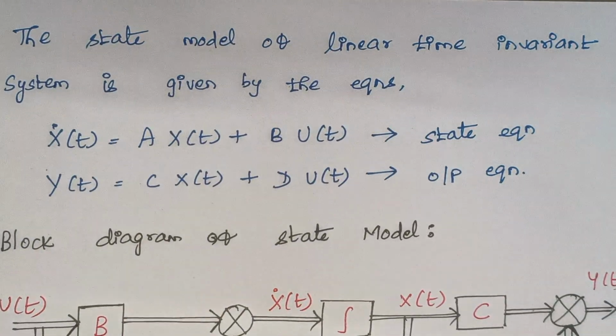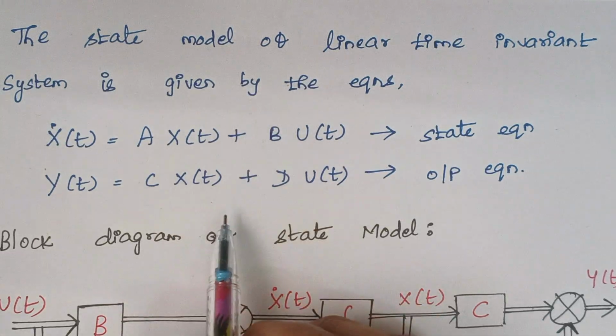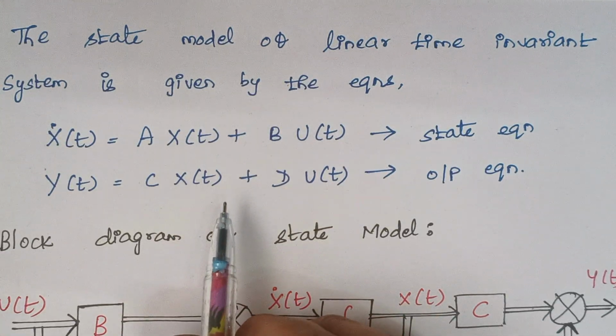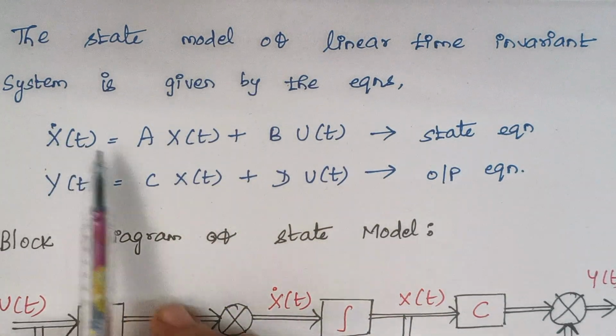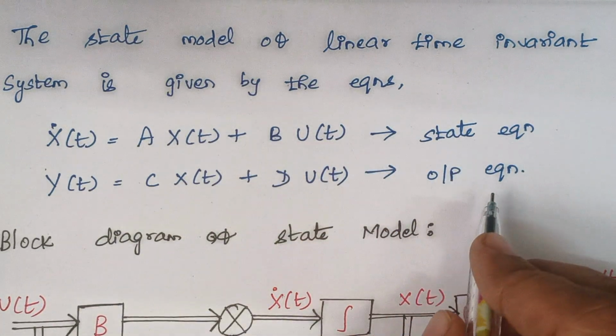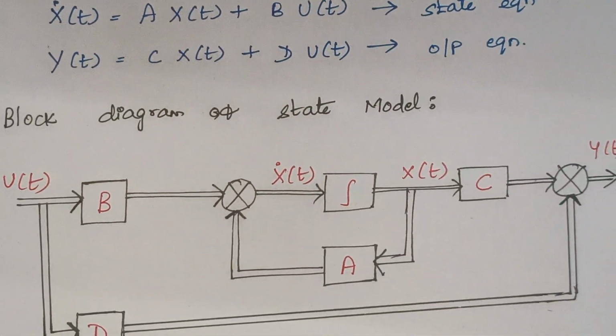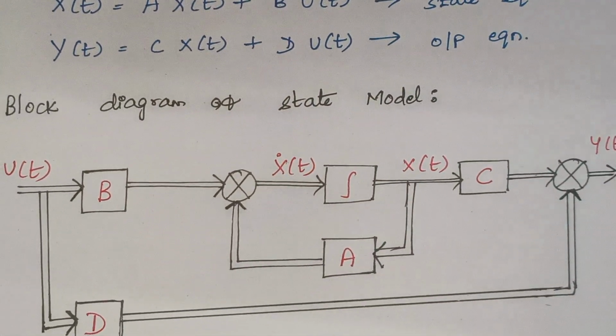The next thing is the state model of linear time invariant system, given by these equations, as we all know, right? So x dot of t holds for state equation and y of t holds for output equation, right? And the next thing is block diagram of a state model. So how to represent the block diagram?